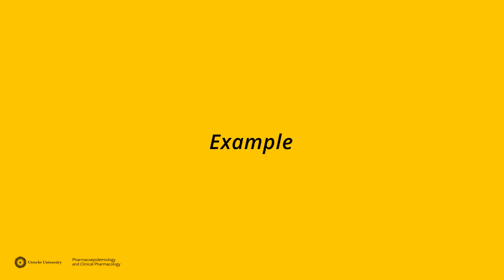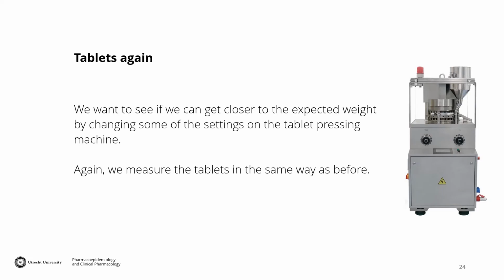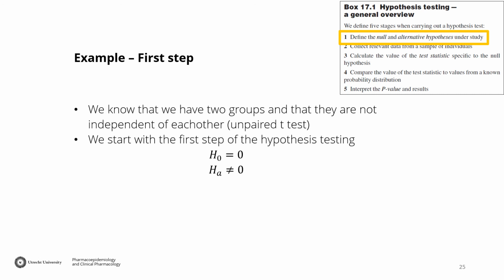This example will be a continuation of the previous one from the other lecture. Last time we wanted to see the mean weight of our sample and what the standard deviation of that sample was. That was the last lecture. This time we want to see if we can get closer to the expected weight by changing some of the settings in the tablet pressing machine. And here again, we measure the tablets in the same way as before. So we use the same general overview that I also showed before.